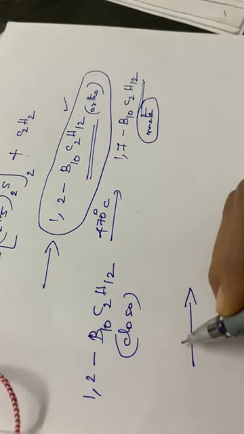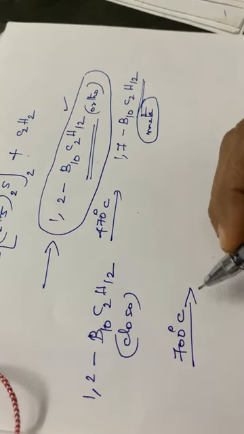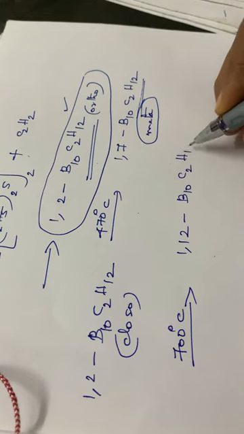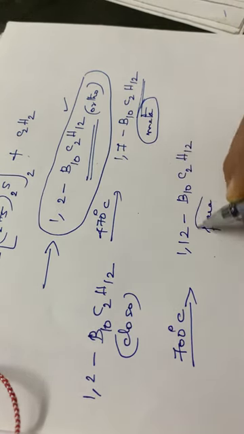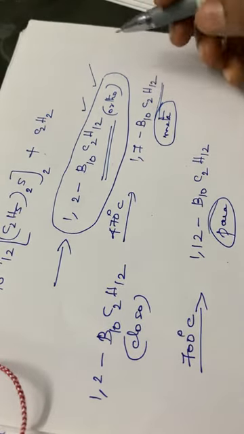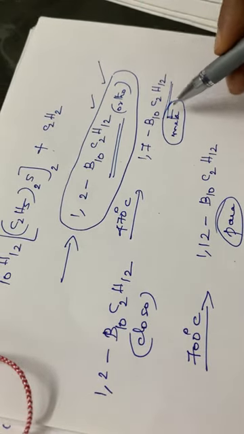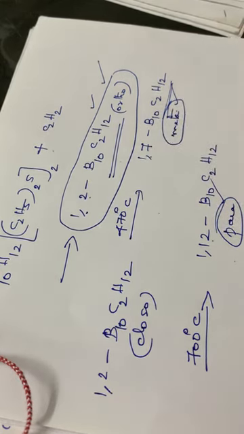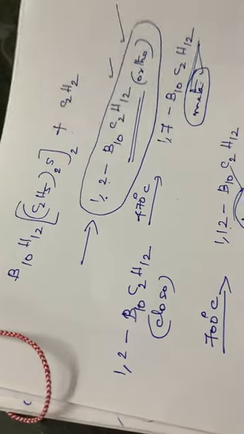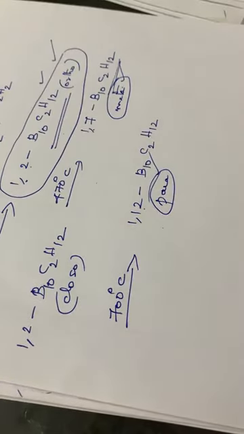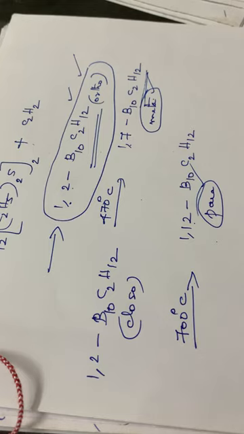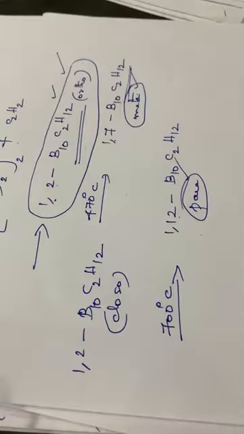Then again this meta form on heating to 700 degrees Celsius, we will be having the para form, that is 1,12 B10 C2H12. So this is the para form. So we will be having the 3 isomeric forms of this clozocarborane: ortho, meta and para. Ortho is 1,2, meta is 1,7 and para is 1,12. So the starting compound is nidoborane, isn't it? B10H14. So this is regarding the preparation of this type of boranes, clozocarboranes. Hope you understood this also.